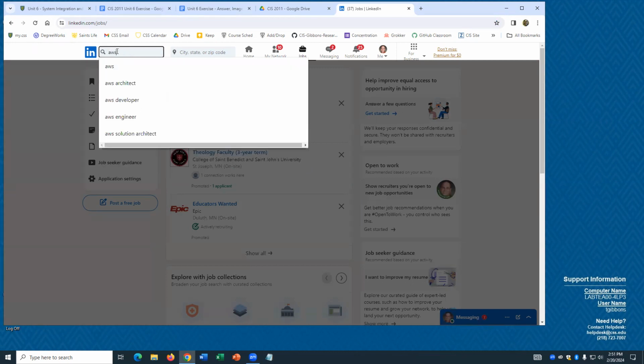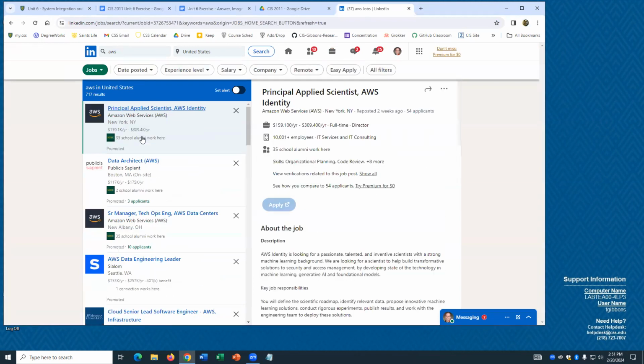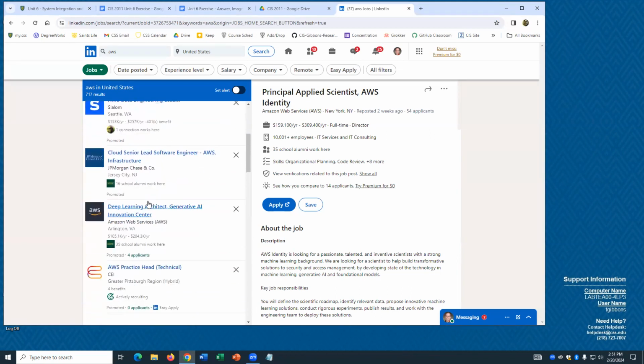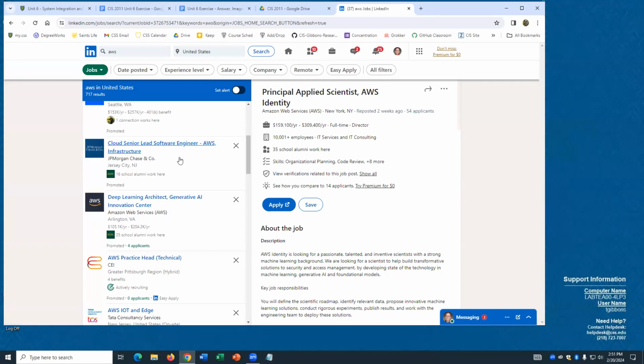If I just search for AWS, Amazon Web Services, there'll be lots of jobs for that. There are a lot of places where you're just working in data or something and all the data is in AWS, so they want you to be familiar with it. There are whole architecture design jobs, setting up cloud engineering, AWS.